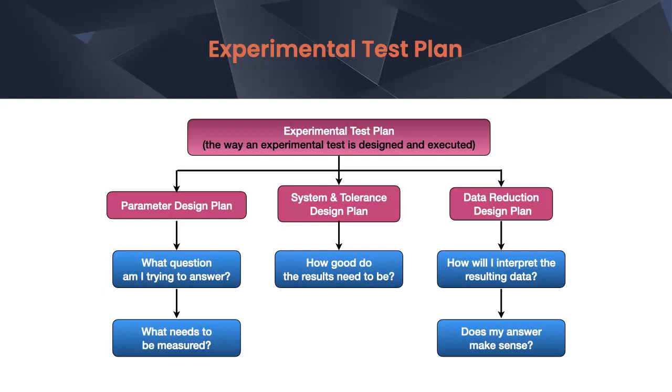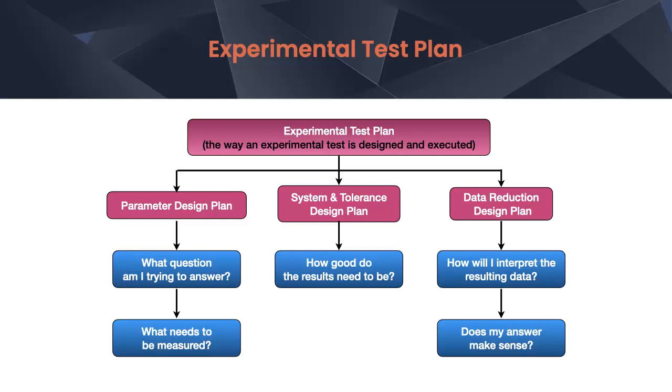The first one is called a parameter design plan. So what are the parameters that you would consider before you start the experiment? In other words, what are the questions that you're trying to answer by carrying out this experiment? What are the parameters that you need to measure? These are the two questions that you have to ask yourself before even starting an experiment.